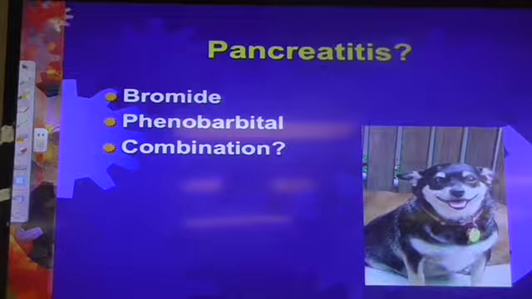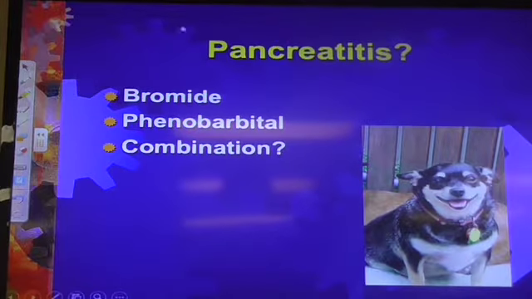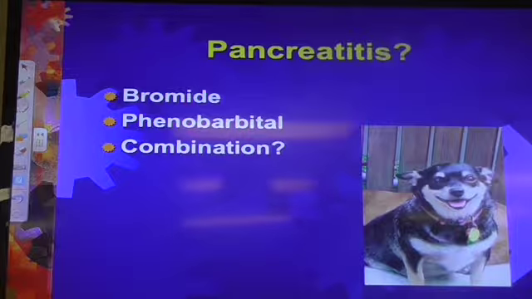I want you to notice this slide. I've only got it here for phenobarbital, but there is an increased risk of pancreatitis, we think, in animals that are on anticonvulsants. Some papers say it's just bromide, but it's not. It's phenobarbital and sometimes the combination. So while this slide is here for phenobarbital, it applies to bromide as well. That is one of the potential side effects.